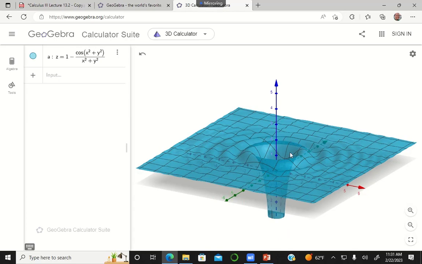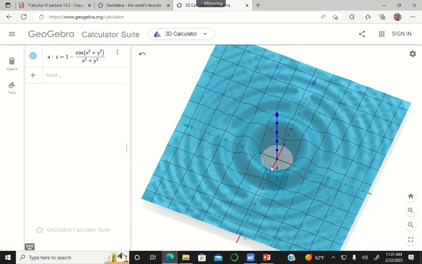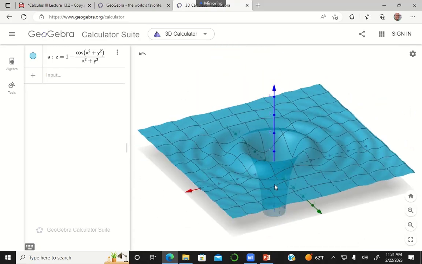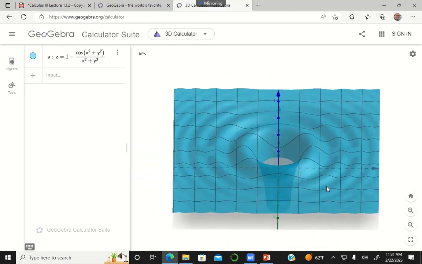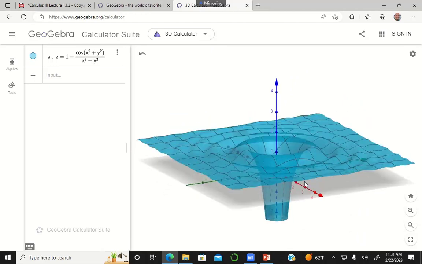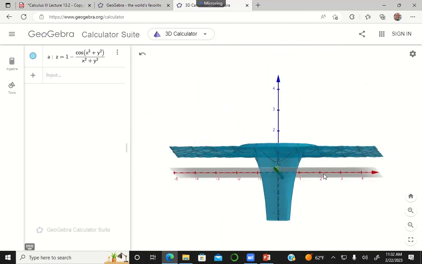Okay, cool. So this is what that surface looks like, the function we were just messing around with. And it's radially symmetric about the origin. And so you can kind of tell now by looking at it that surely no matter what direction you came from, the limit is the same. It just falls into that sinkhole and goes to negative infinity.